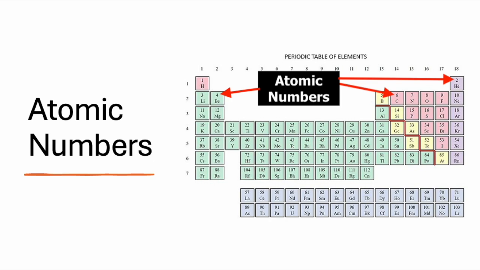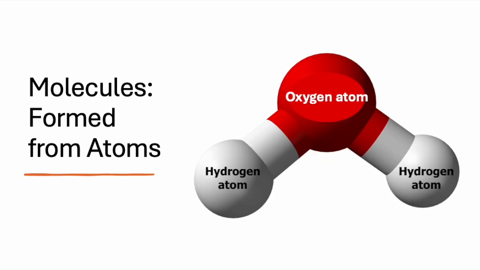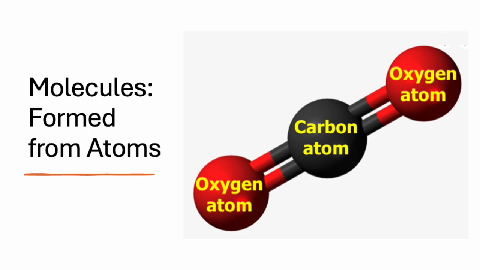Now, here's the cool part. Atoms can combine with each other to form molecules. Molecules are tiny structures built from atoms. Water, for example, is made up of 2 hydrogen atoms and 1 oxygen atom. Carbon dioxide, which we breathe out, is made up of 1 carbon atom connected to 2 oxygen atoms.